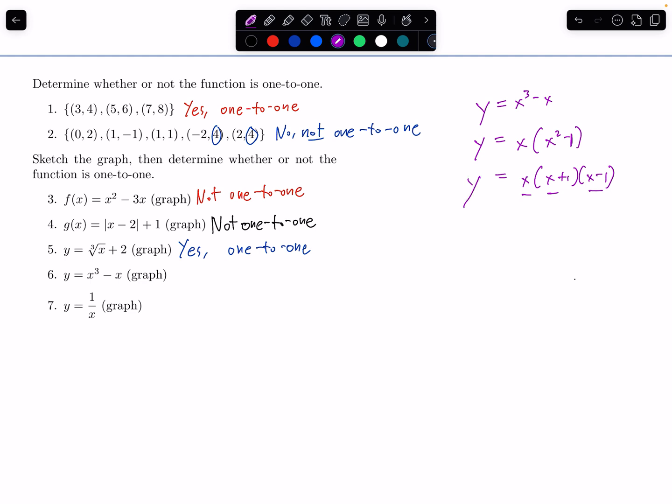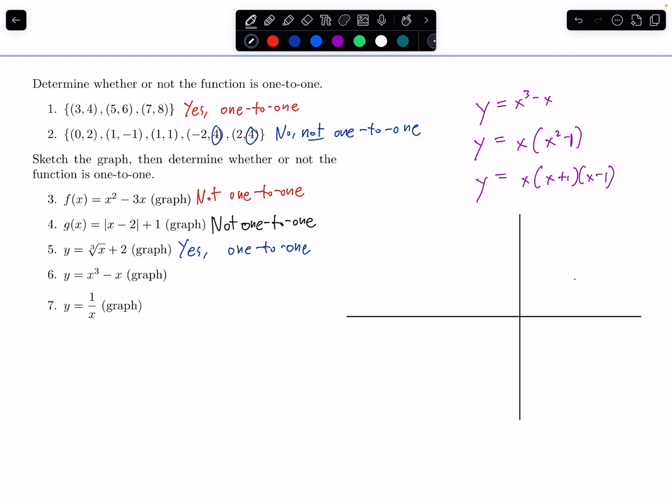Looking at this thing, those are different roots, right? Those are 3 spots where y will be 0. I think I said the wrong thing. If x is 0, it's going to be 0. If x is -1, it's going to be 0. If x is +1, it's going to be 0.